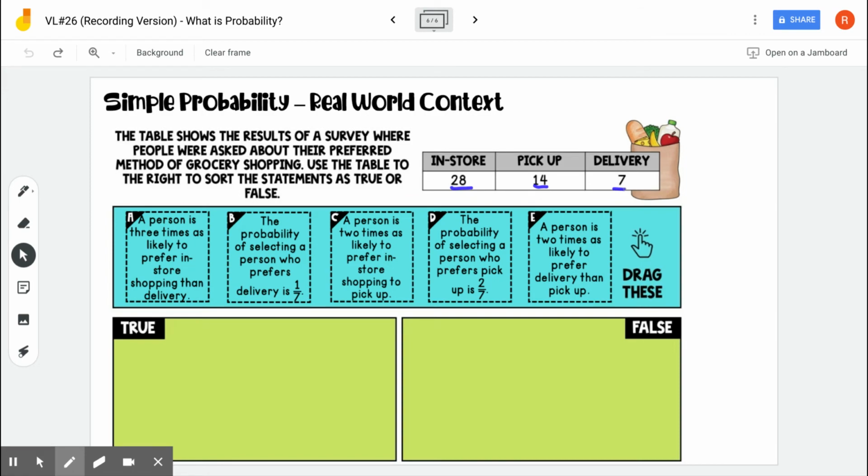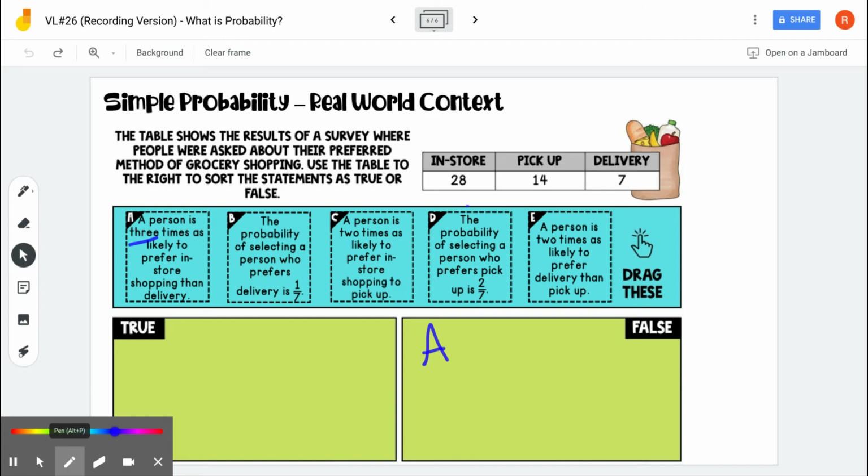So taking a look at letter A, a person is 3 times as likely to prefer in-store shopping than delivery. So take a look at the 2 numbers, 7 and 28. 7 times what gets us 28? 7 times 4. So that means a person is 4 times as likely to prefer in-store shopping than delivery, not 3 times. So that means A is a false answer. Okay.